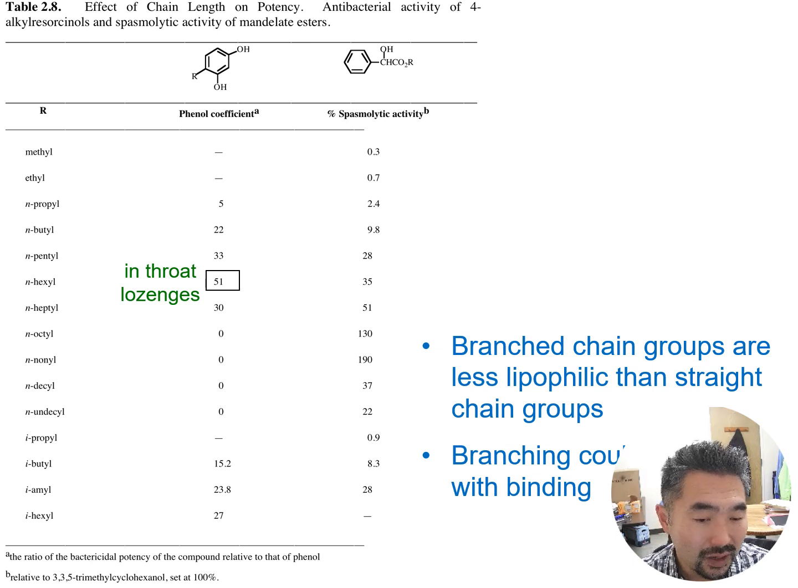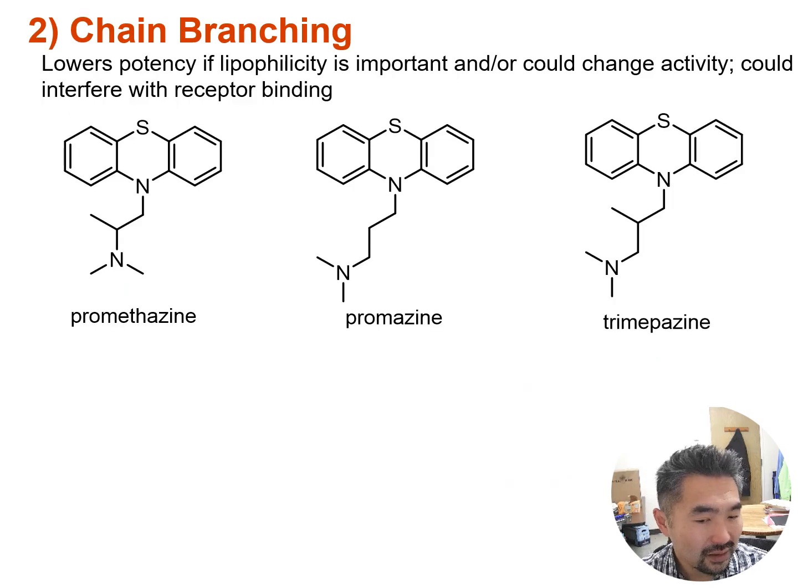And then for another activity, spasmolytic activity, there's a different sweet spot down here, but again, it just drops after it gets to a certain sweet spot. Branching tends to make things less lipophilic than straight chains, so that is seen in these branched versions of alkyl groups. So that naturally leads to chain branching.